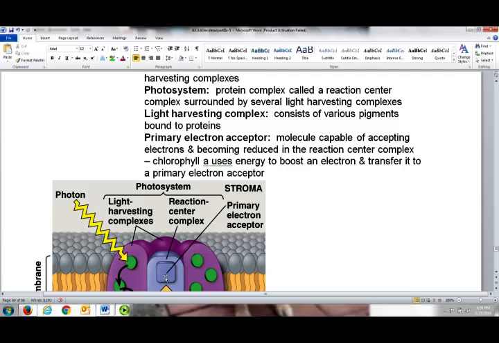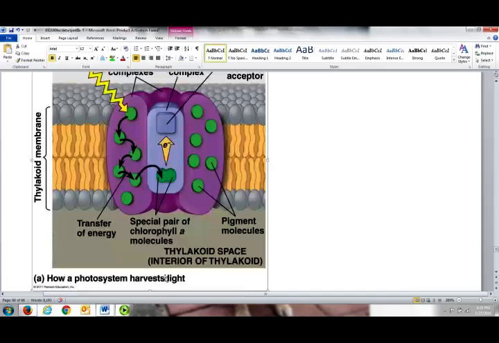So chlorophyll A uses energy to boost an electron, and it transfers it to a primary electron acceptor. So here you've got chlorophyll A. You've had the energy come in, the energy get transferred. Here you have the electron get elevated.